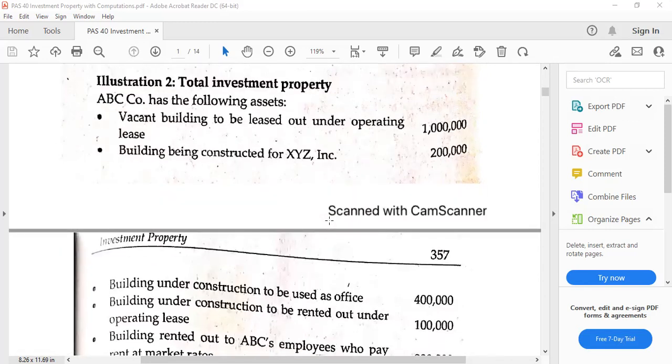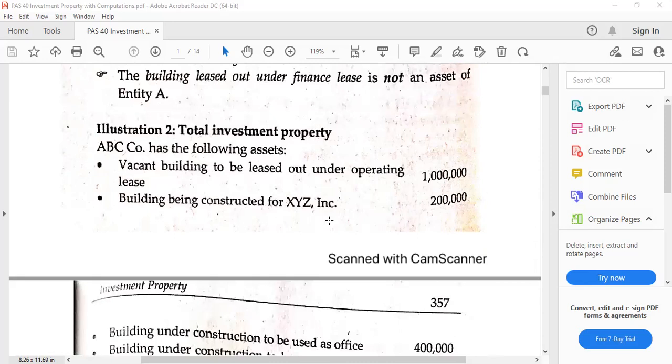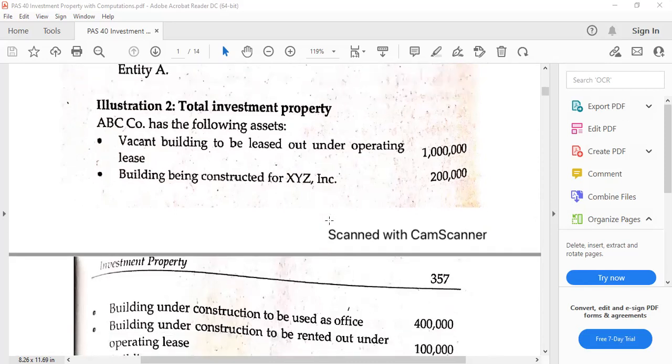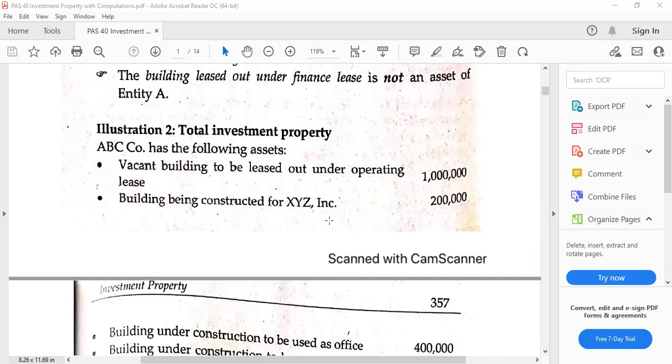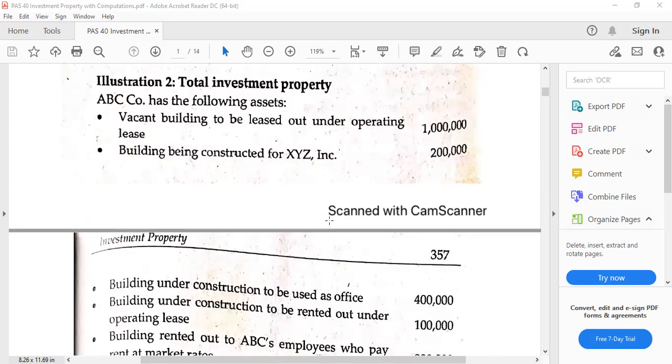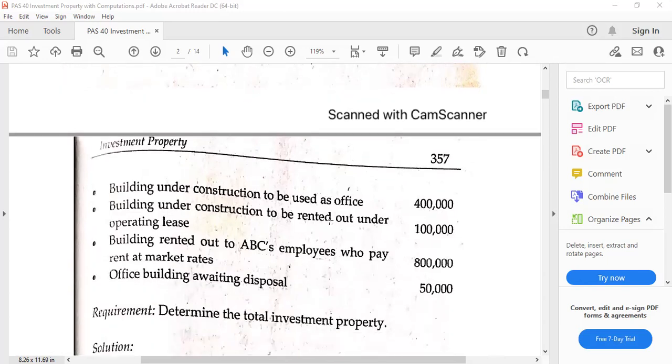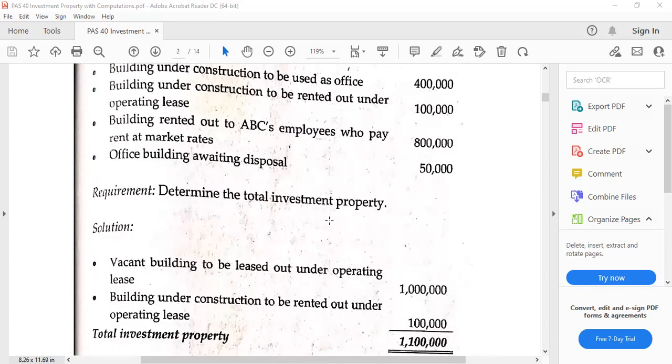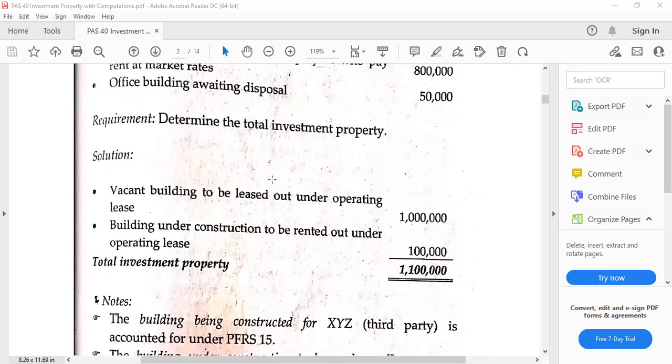Next, illustration 2. What about the total investment property of the following parties? So we have ABC company having the following assets. Then the requirement is to determine how much is the total investment property. Only, again, the building that is leased out under operating lease will be part, as well as the building that is rented out under operating lease.